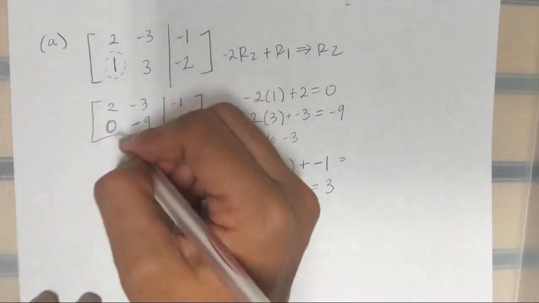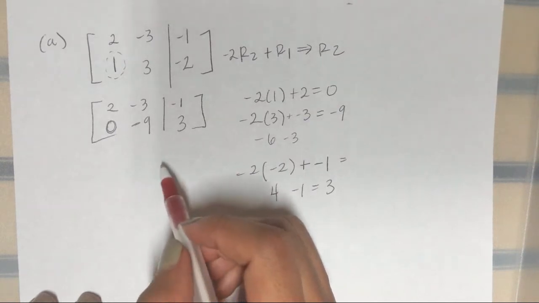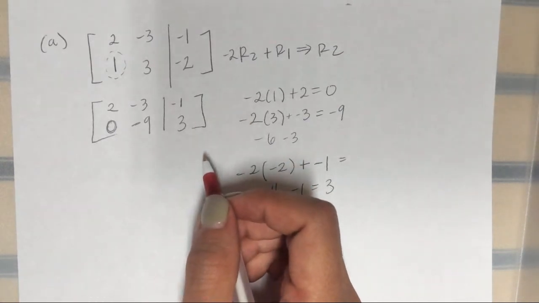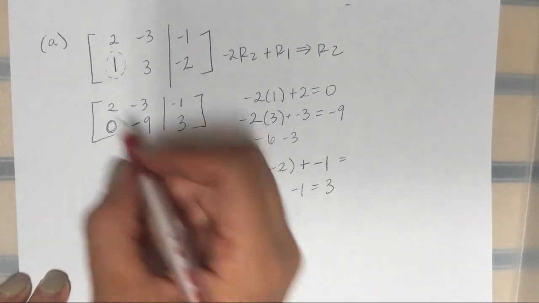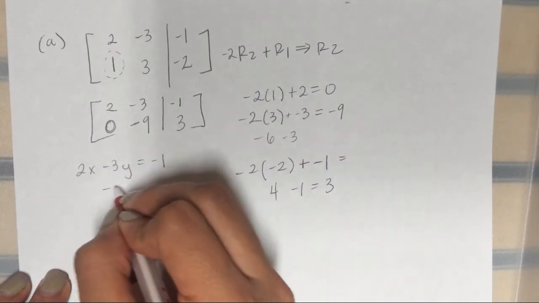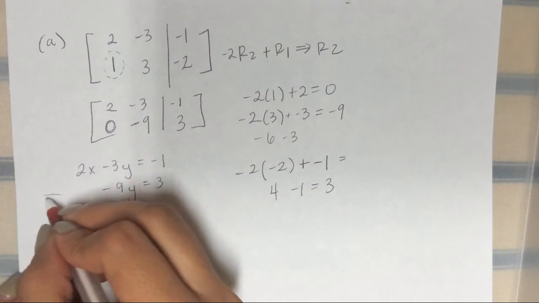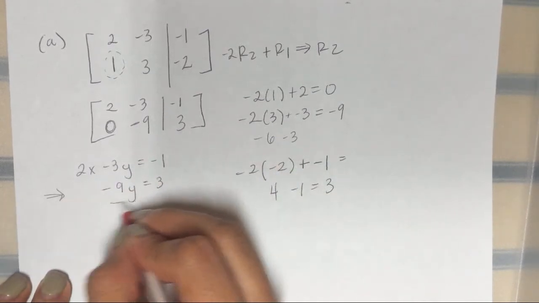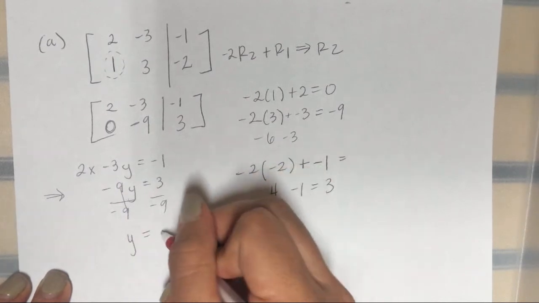Alright, so now that I have this guy as 0, I can easily solve for my y variable and then work backwards to find my x variable. So this is the same thing as 2x minus 3y equals negative 1. So negative 9y equals 3. So I'm going to solve this guy right here. Divide by negative 9. So your y equals negative 1/3.